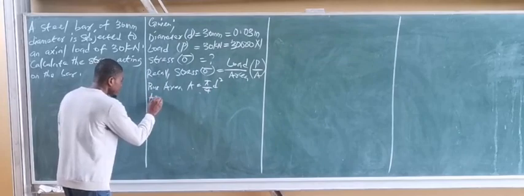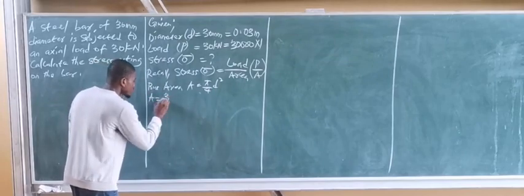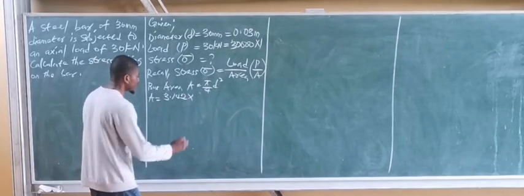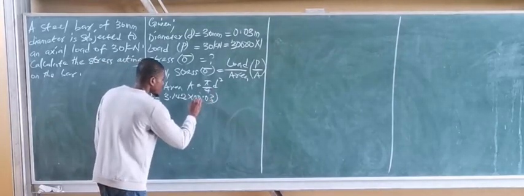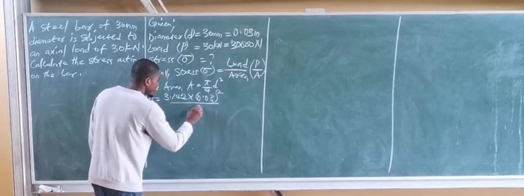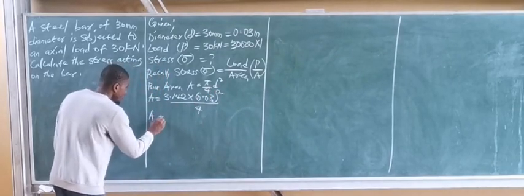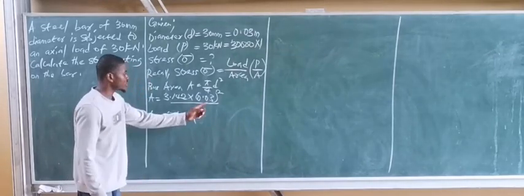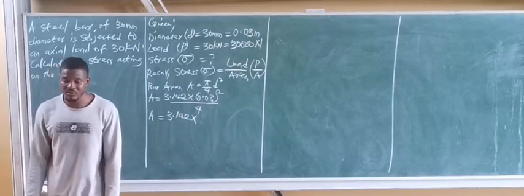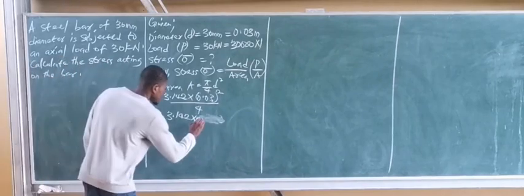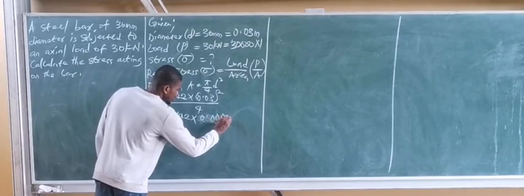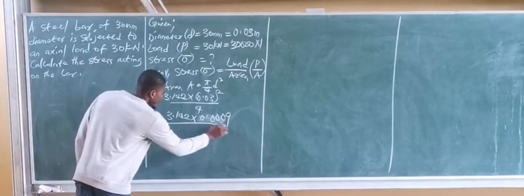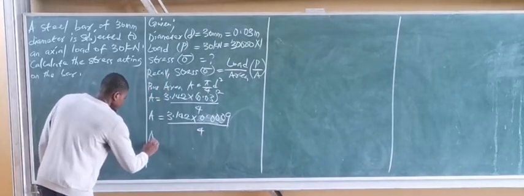So area A is equal to pi is 3.142, diameter is simply 0.03, all squared, all over 4. So area is equal to 3.142 multiplied by 0.03 squared, which should be 9 times 10 to the minus 4, 0.0009. Yes, 9 times 10 to the minus 4, all over 4.